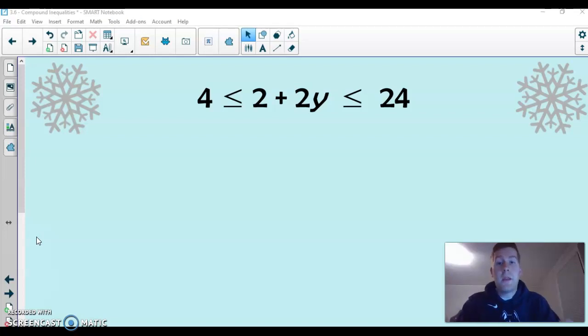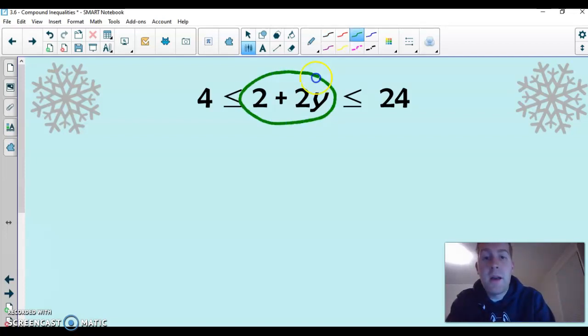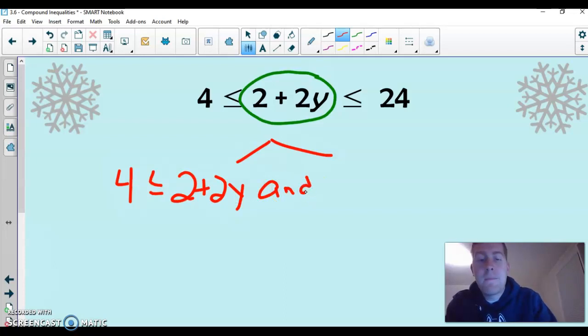So one thing we could do, now this isn't the method I take, but we could split this into two individual inequalities using this middle portion. What's in between the two inequality symbols goes in both inequalities. So the way this would split would be to write it as 4 is less than or equal to 2 plus 2y. Okay, it's an and compound inequality, so I write the word and in between them. And the middle part again, so 2 plus 2y is less than or equal to 24.